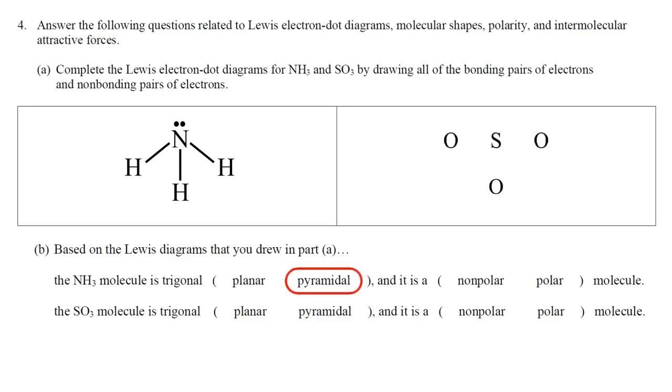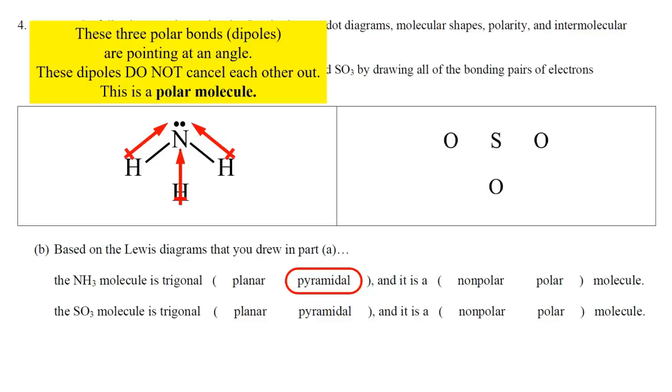Is it polar or nonpolar? Let's decide if the bonds, the dipoles, the polar bonds in the NH3 molecule, are they going to cancel each other out? Well, the answer is no, they do not cancel each other out. These 3 polar bonds or dipoles, they're all pointing at an angle.